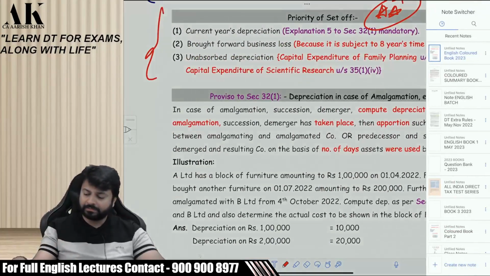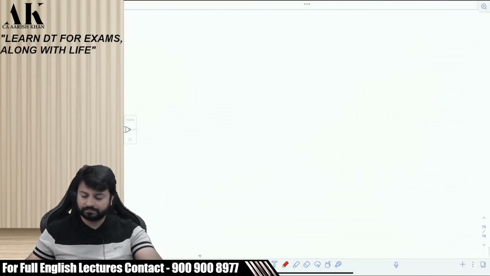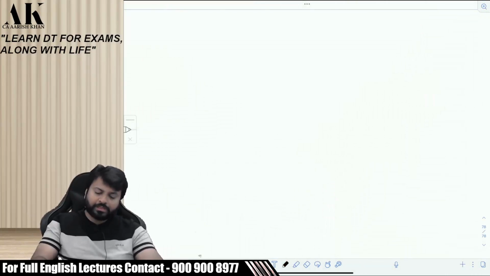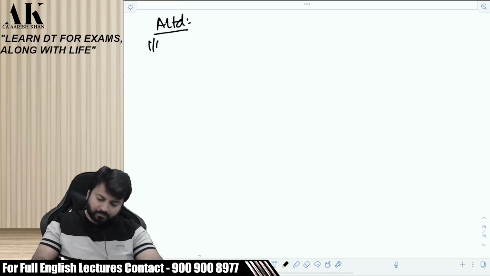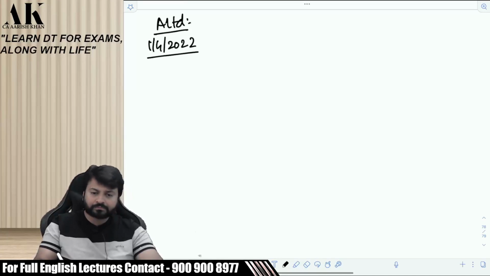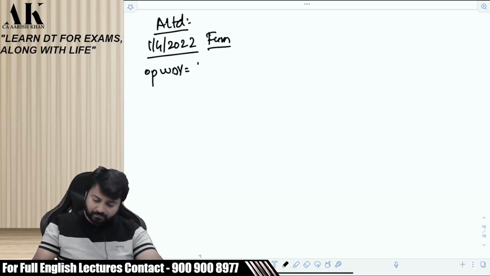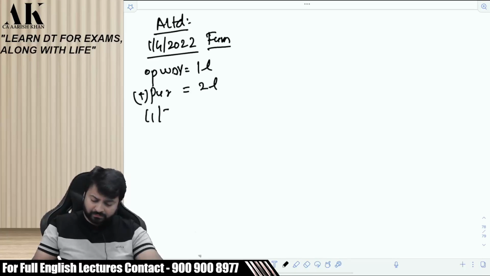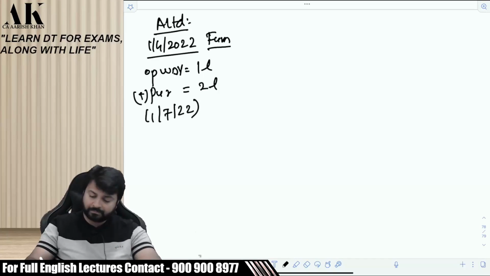Now, pay attention please, all of you. Suppose there is a company by the name A Limited. On 1st April 2022, the company has an opening WDV of furniture of 1 lakh. Further, the company purchased some furniture of 2 lakh on 1st of July 2022. Then in that case, we all know that furniture is depreciable at 10%, right? There is nothing great to say in that.